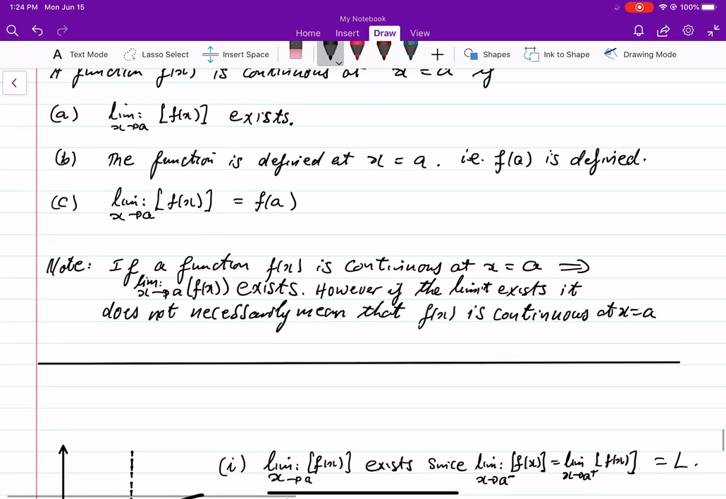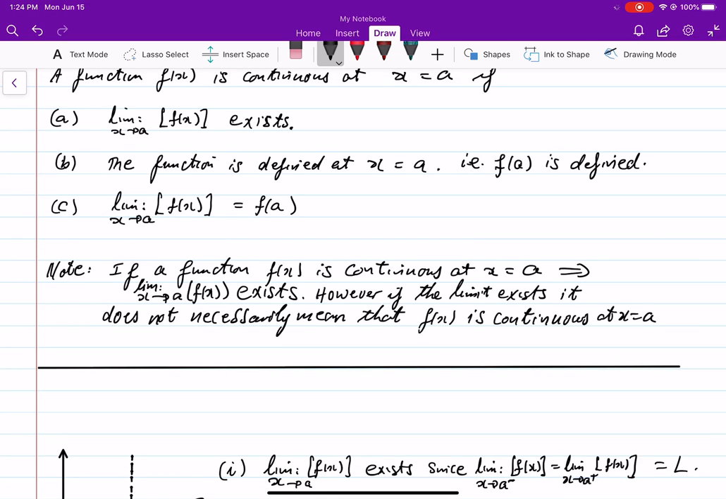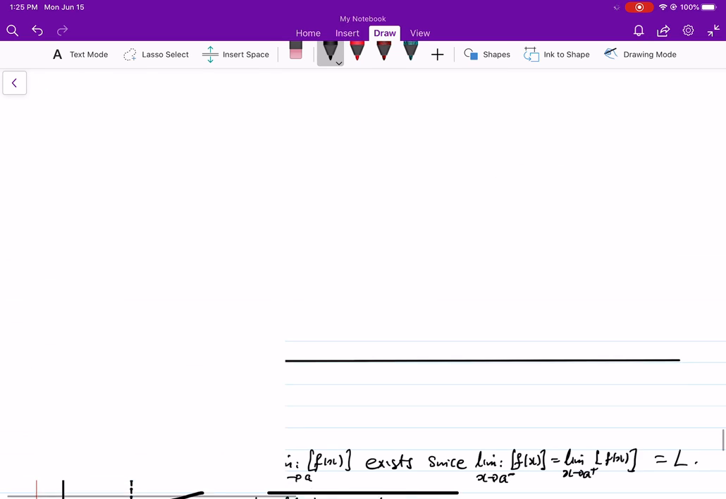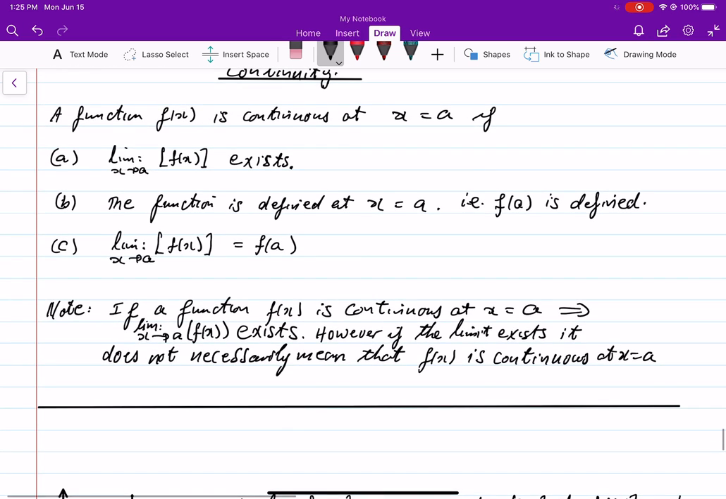Note, if a function f of x is continuous at x equal a, that means that the limit exists. However, if the limit exists, that does not necessarily mean that the function is continuous at x equal a. Once the function is continuous, automatically that means the limit exists. But if the limit exists, that on its own is not enough to tell you that the function is continuous at x equal a. As you just saw, there are three criteria that must be satisfied for you to conclude that the function is continuous at x equal a.